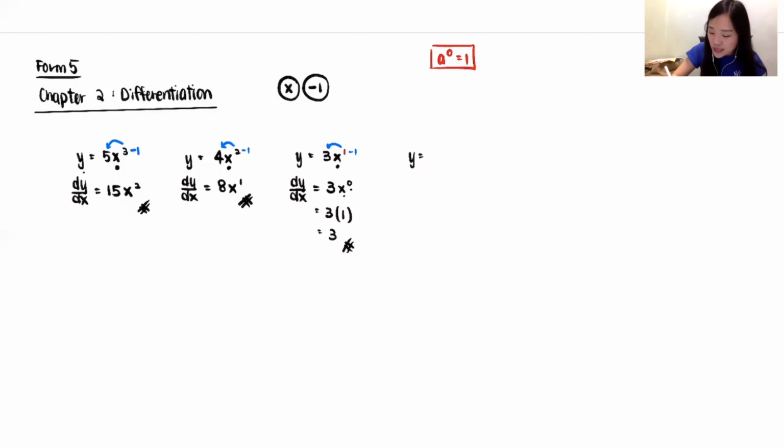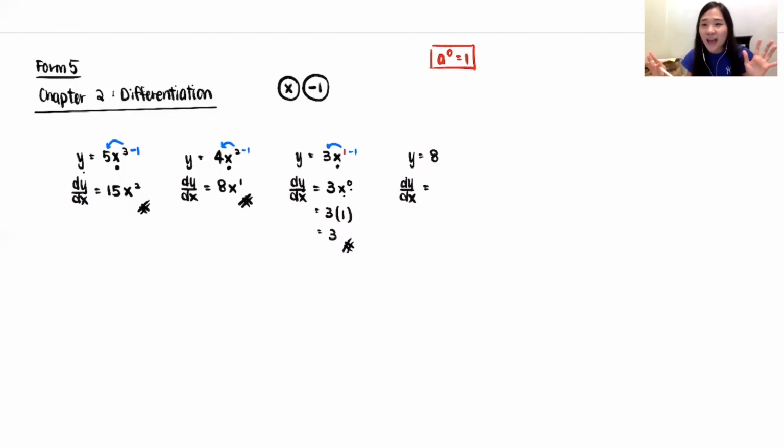So next one, what if they say y equals 8? How do we differentiate this, my dear? Again, we will call it dy dx, correct? You must be thinking, oh, teacher, this one is very hard, this one doesn't have x. Because based on whatever we did just now, we always depend on the x for us to times and minus 1. This 8, I don't even see any x.